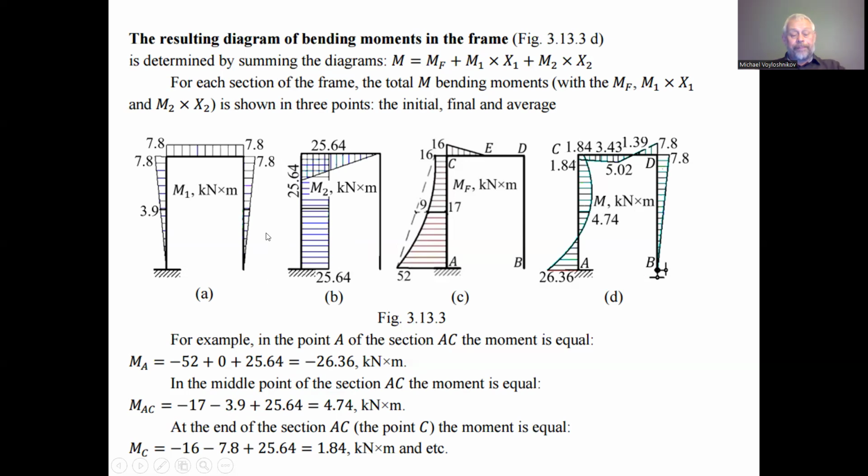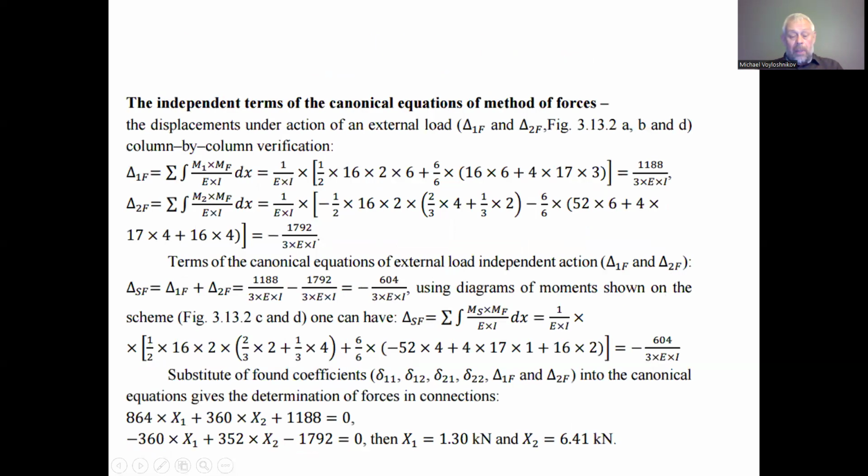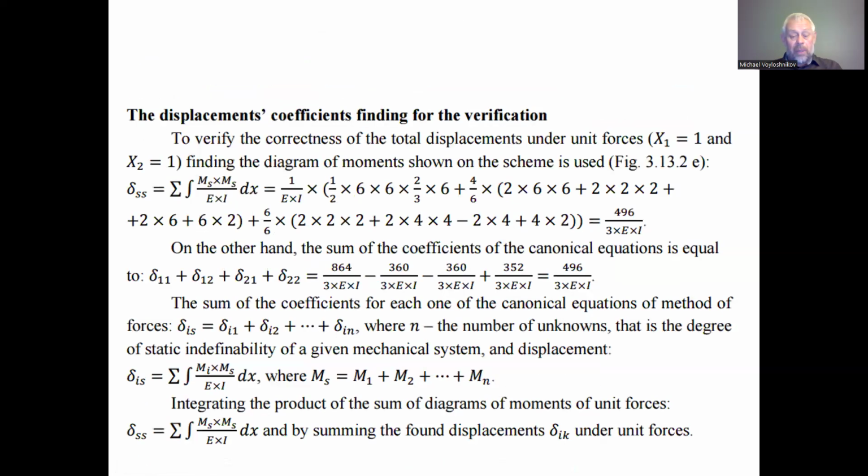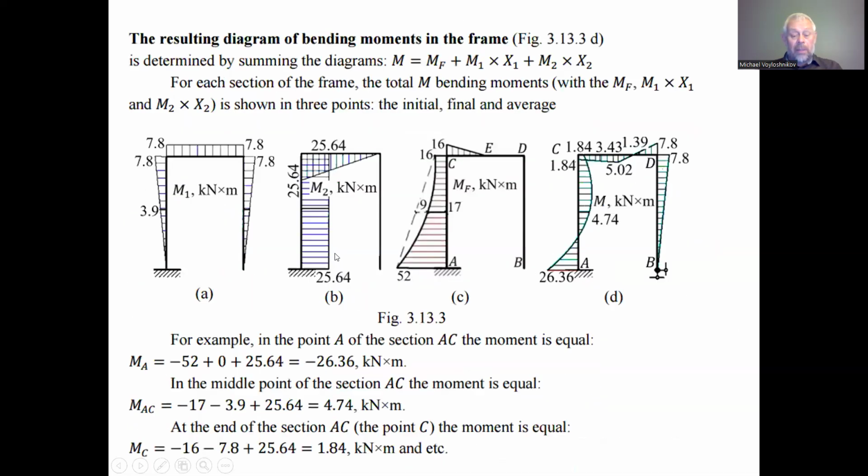And the total of these three diagrams is the diagram of the bending moment acting on the mechanical system. So what is the total diagram? Here we have 52 minus 25.64. This is the corrected diagram of unit force M2, multiplied by the corrected diagram.